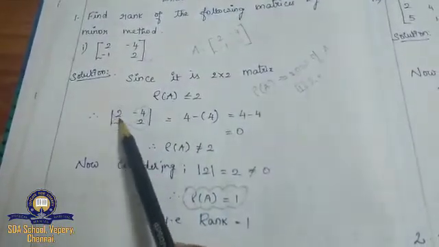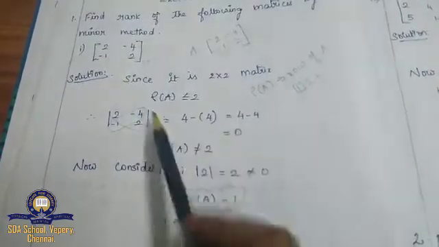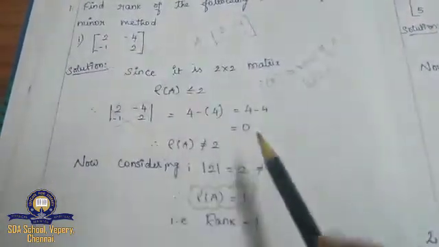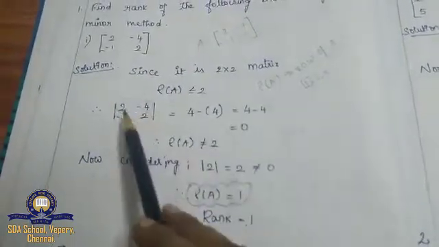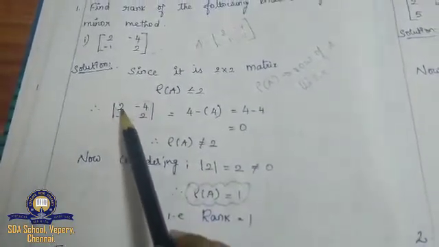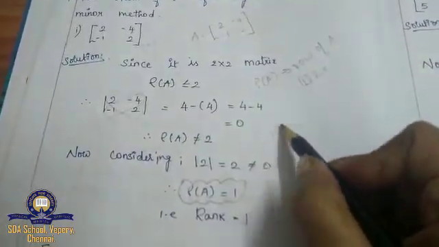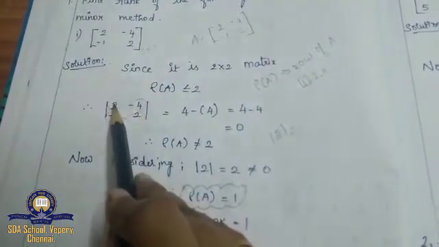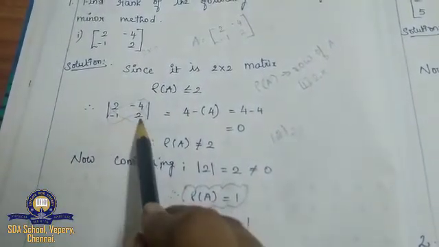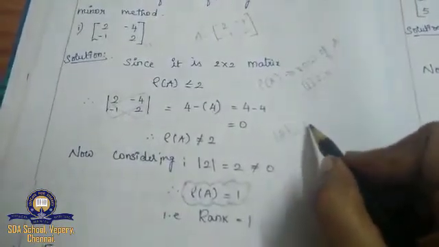First, I've taken a 2 cross 2 matrix, that is a 2 cross 2 determinant, and next we have to take only one determinant value. That can be either number. So first I am taking my value 2. If I take the determinant of 2, what is the value? The corresponding row and column get neglected, and what is the remaining number? 2. So the determinant of 2 is 2, I got.